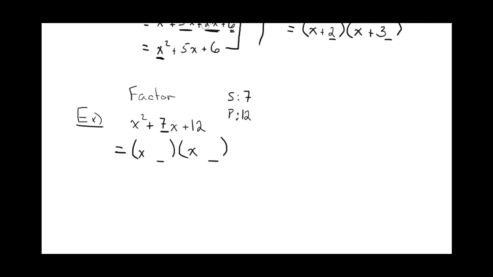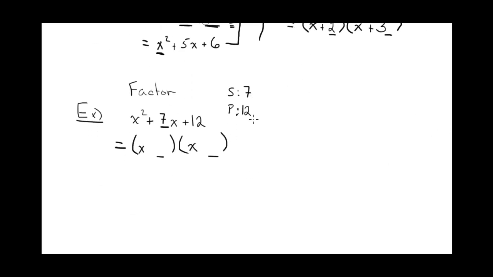So I have to think of two numbers that add to 7 and multiply to 12. And as a suggestion, usually think of numbers that multiply to your product first, because there's fewer pairs that will multiply to 12. So what multiplies to 12? Well, 6 and 1.